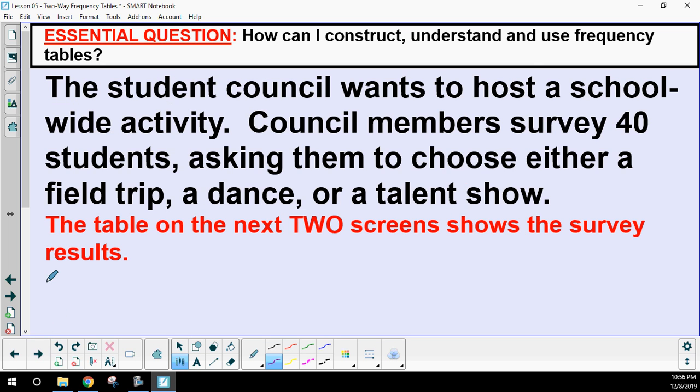So here's another example. We're collecting data. Student council wants to host a school-wide activity. Council members survey 40 students, asking them to choose either a field trip, a dance, or a talent show. The tables on the next two screens show the survey results.